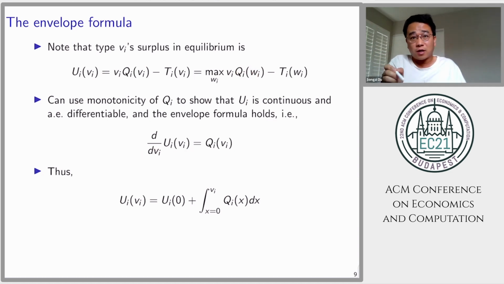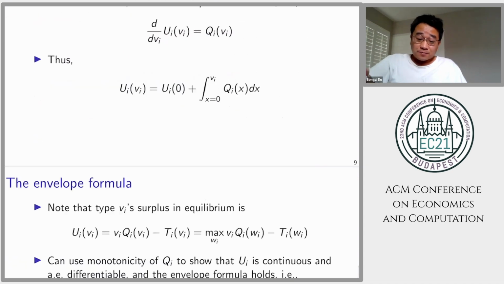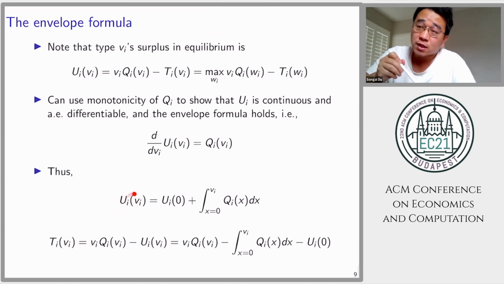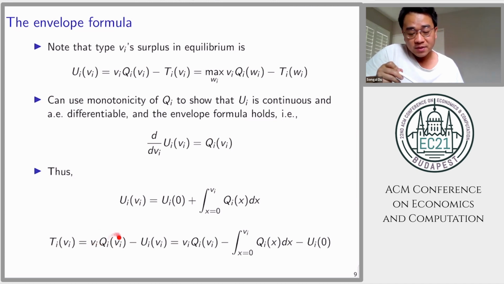Okay, so another way to write it is just saying that the payoff at VI is an integral of its derivative. So it's the integral of capital QI from 0 to VI. Right, this is the fundamental theorem of calculus. And then this lets us solve out the transfer because we can use the definition of the payoff function: payoff is value times allocation minus transfer. So we have a formula for the transfer. It's just the total surplus minus this integral, which is just the expected payoff.